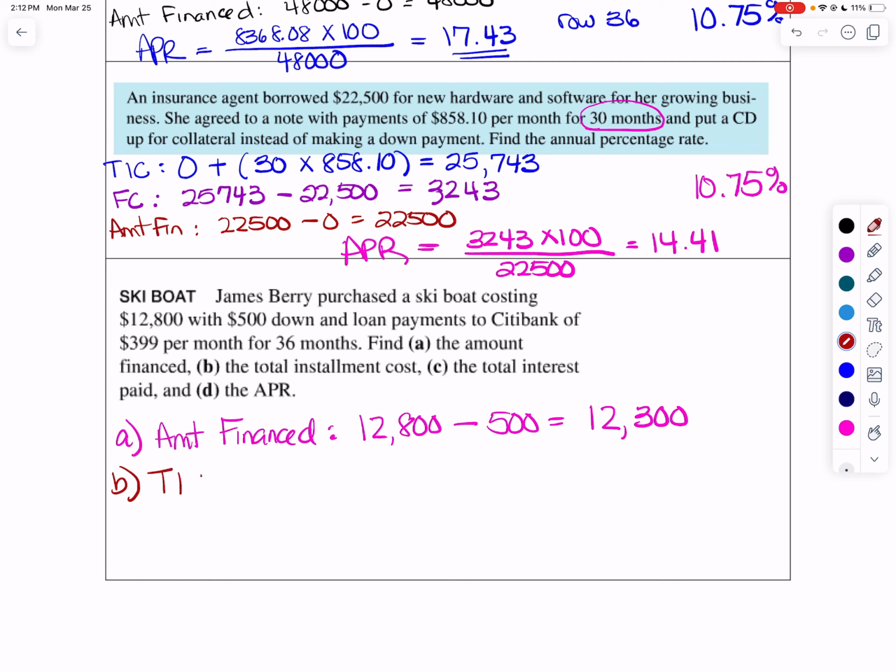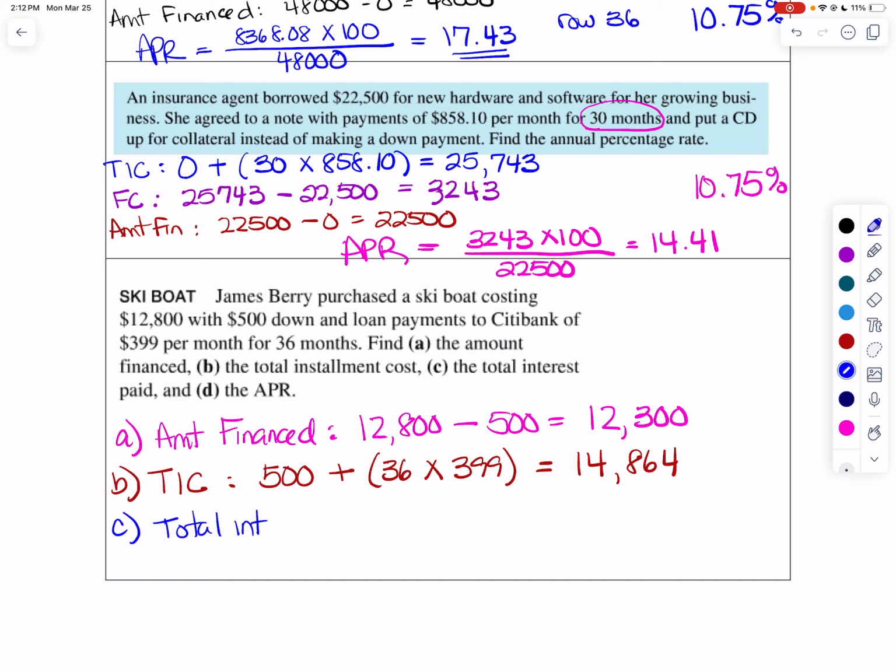B, we're looking for the total installment cost, which is the $500 that they put down, plus 36 months at $399 a month, and that comes out to be $14,864. The total interest, okay, which is the same as the finance charge, is going to be the $14,864 minus the original price, and that comes out to be $2,064. So that's also the finance charge, okay?